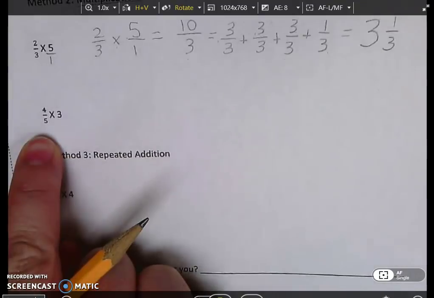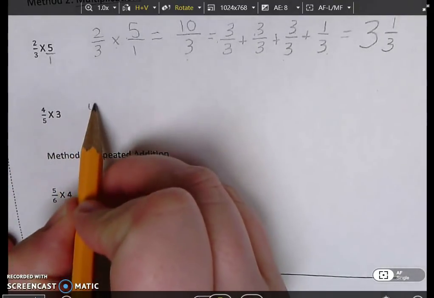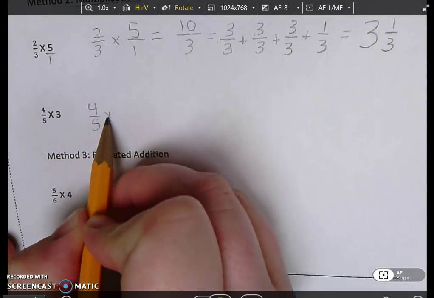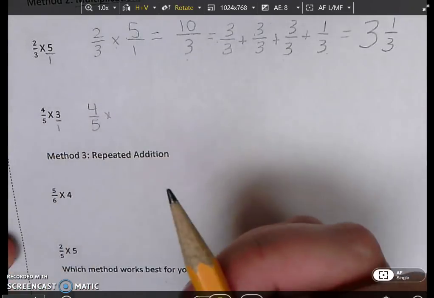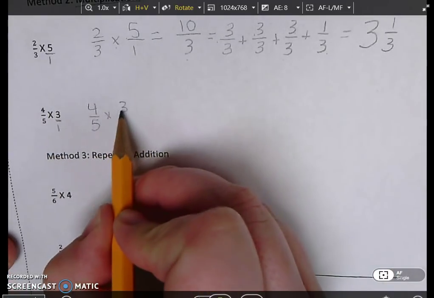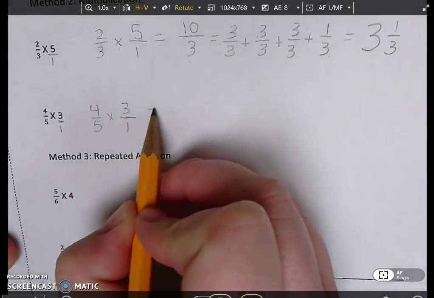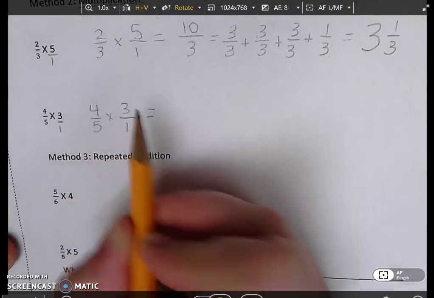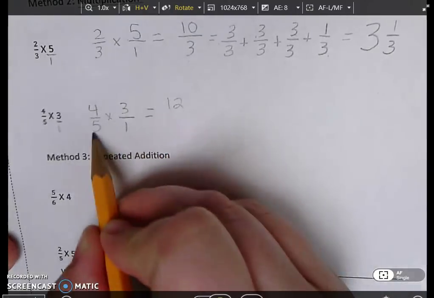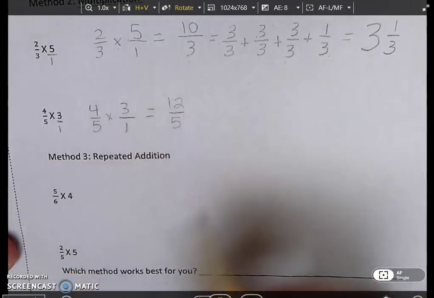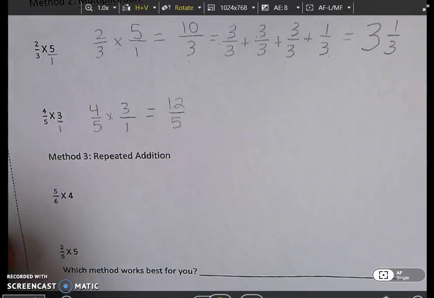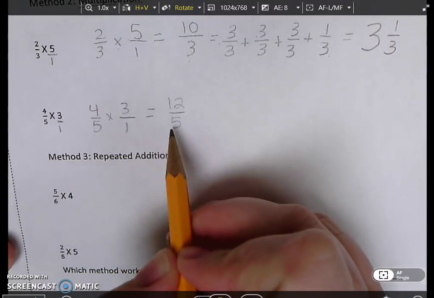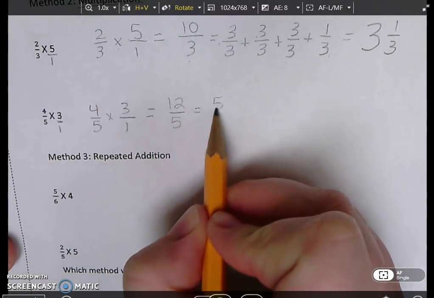So let's try the second one here. So 4/5 times, and again I'm going to put that 3 over 1. Change that whole number into a fraction, 3 over 1. So multiply straight across. 4 times 3 is 12. 5 times 1 is 5. 12/5. So I'm going to change that improper fraction to a mixed number.